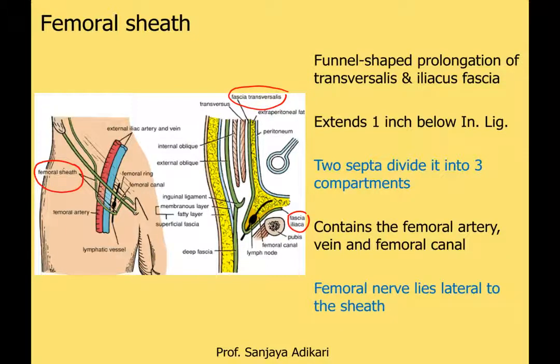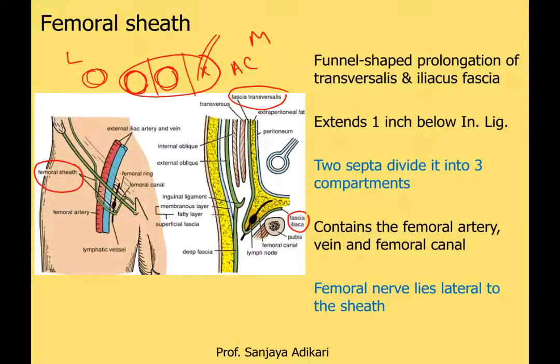The transversalis fascia and iliacus fascia prolong into the thigh and form the femoral sheath. Now, if you look at the femoral sheath, there are two septa in the femoral sheath, dividing it into three compartments. This is lateral, this is medial. The femoral nerve lies lateral to the femoral sheath, which is an important point. It's not within the femoral sheath.